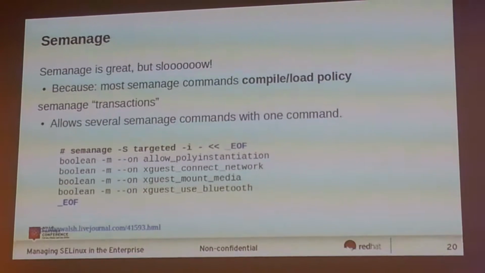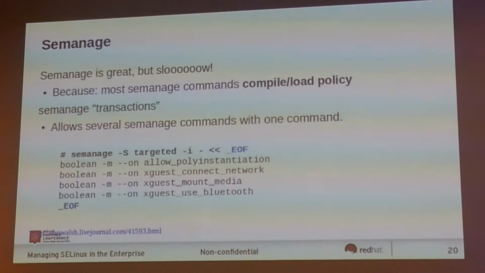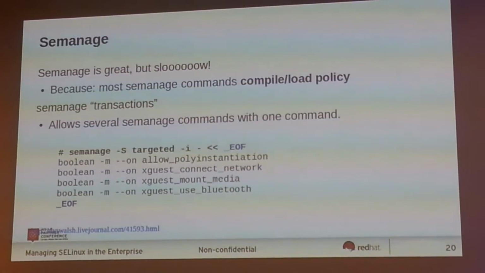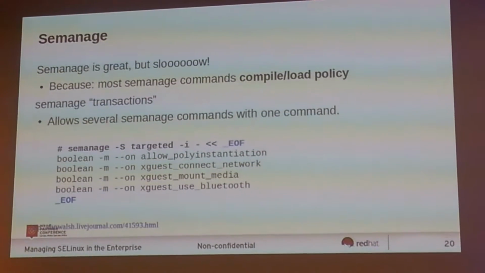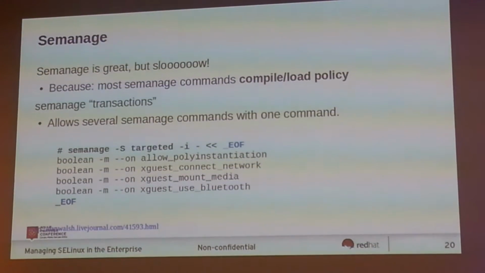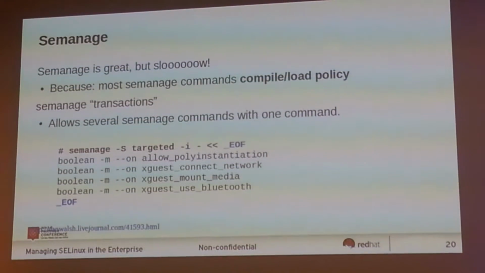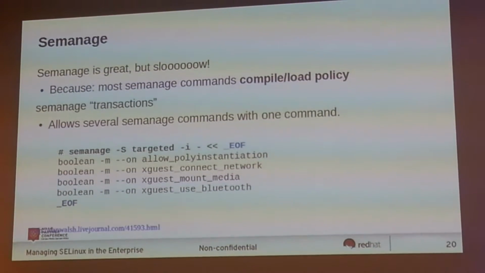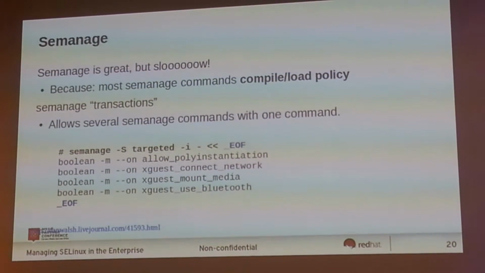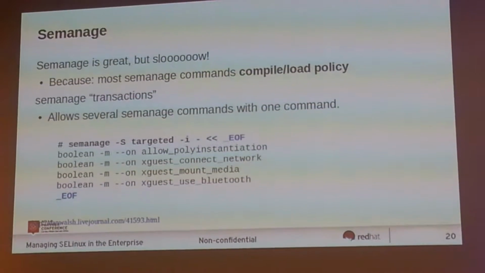Now, semanage is really slow because it compiles and loads policy. If you're going to add an exception into your SELinux policy, then it has to recompile policy and take some time. Like on my laptop, when I want to change policy, it's like 30 to 40 seconds. It's a pain. You can batch up transactions just using something like EOF in your shell, run them all at the same time, and it's going to be a lot faster for you.